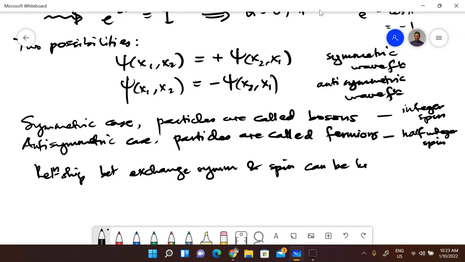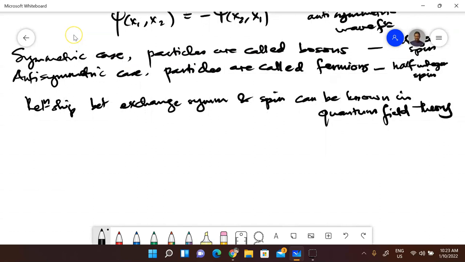Can be known in an advanced theory called quantum field theory, which is beyond what can be done in this particular course. Okay? So we will not go into that, but there is this relationship between the exchange symmetry and the spins. Okay, let's just see what can be said further with bosons and fermions.